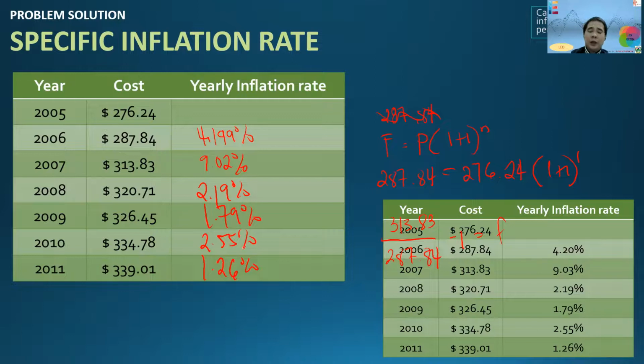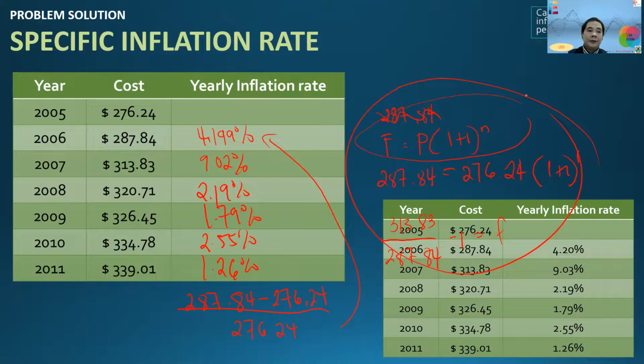So when it comes to inflation rate, basically we have two formulas. You can use this one, or you can use the other one, which comes from 287.84 minus 276.24 over 276.24. It will give you basically the same answer. But to lessen the confusion, you can actually go by the formula using this one. Next.